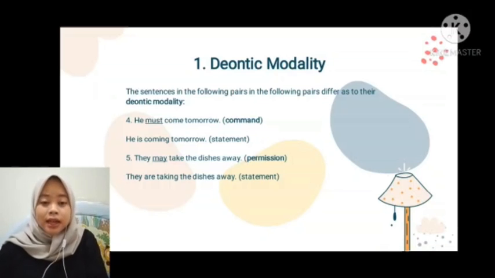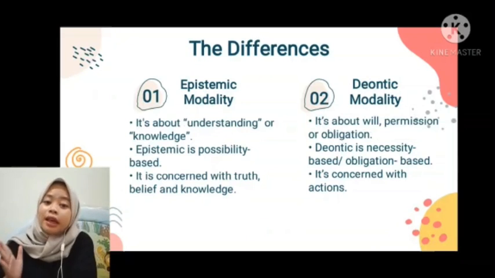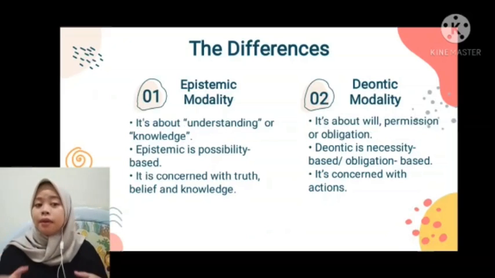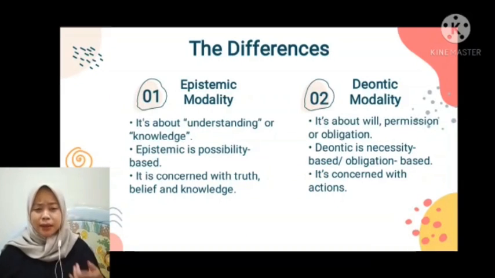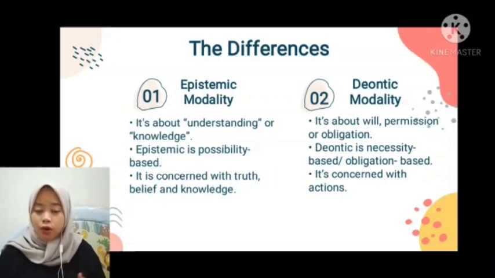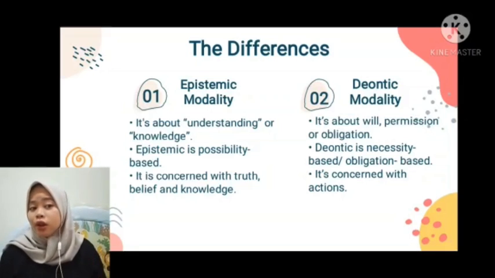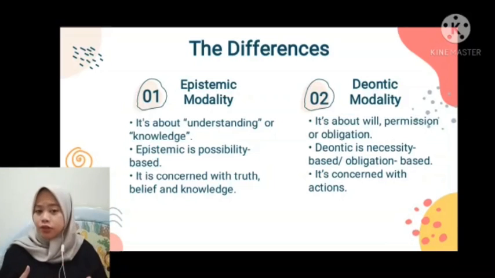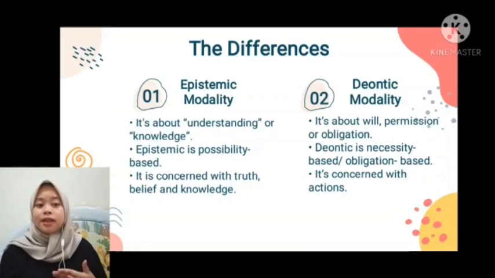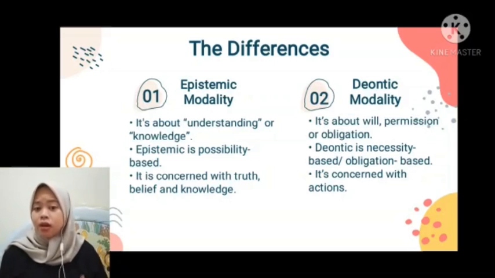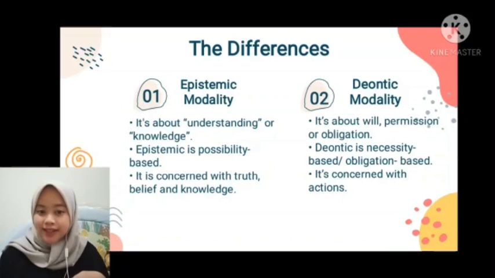The word that makes the difference here is "may". So we can conclude that the difference between epistemic modality and deontic modality is that epistemic is about understanding or knowledge, but deontic modality is about will, permission, or obligation. Epistemic is possibility based, and deontic is necessity based or obligation based. Epistemic modality is concerned with truth, belief, and knowledge, but deontic modality is concerned with action.